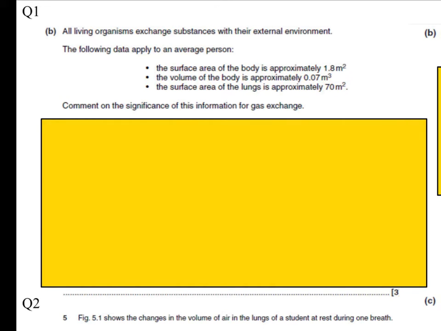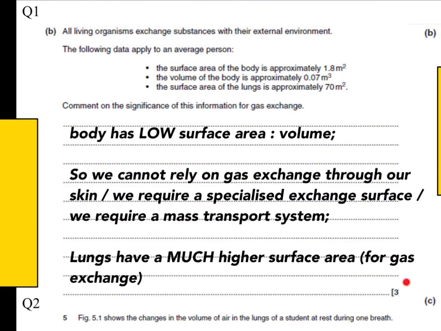It's making you acknowledge that, if you look at the body, it has a very low surface area to volume ratio. However, the surface area of the lungs is huge. So it's for 3 marks, so this is how you get them. The body has a low surface area to volume ratio, so we cannot rely on gas exchange through our skin or our surface. Or you could say we require a specialized exchange surface, or you could say we require a mass transport system. The lungs, however, have a much higher surface area for gas exchange.